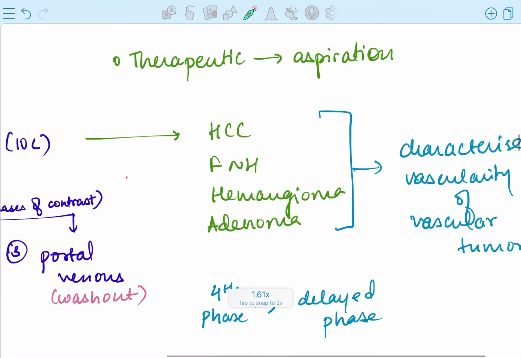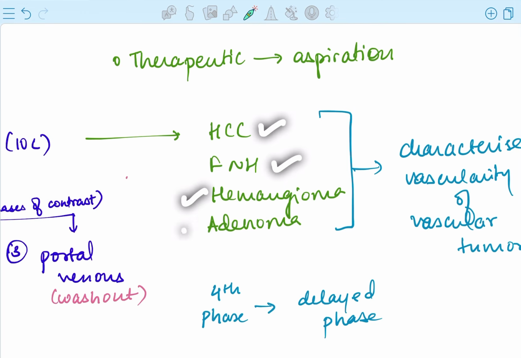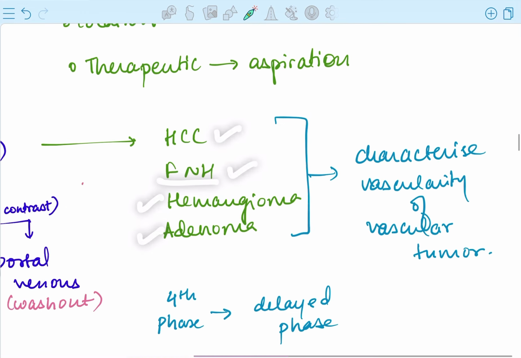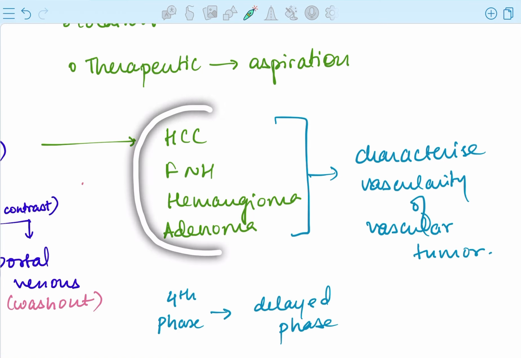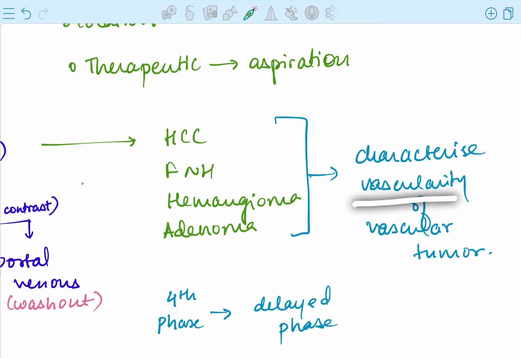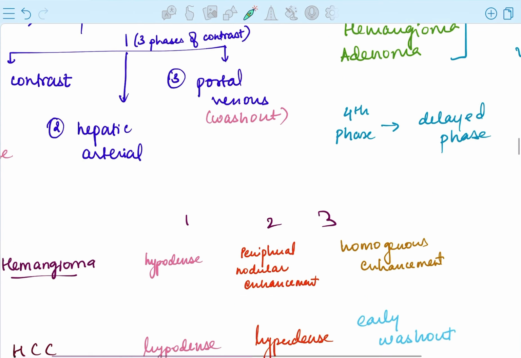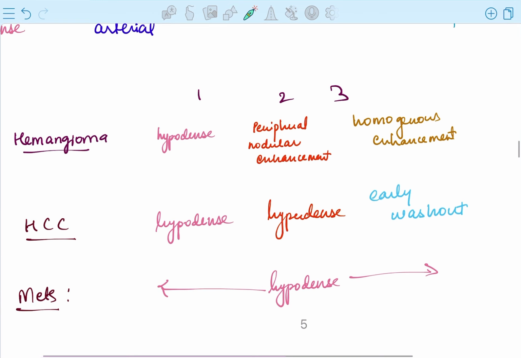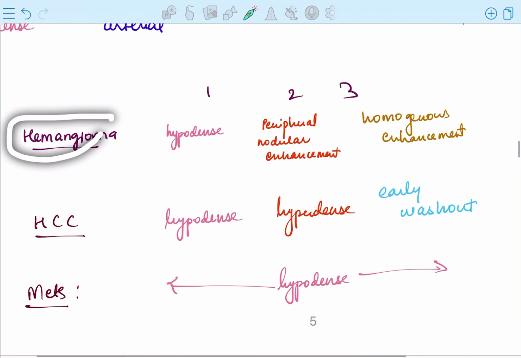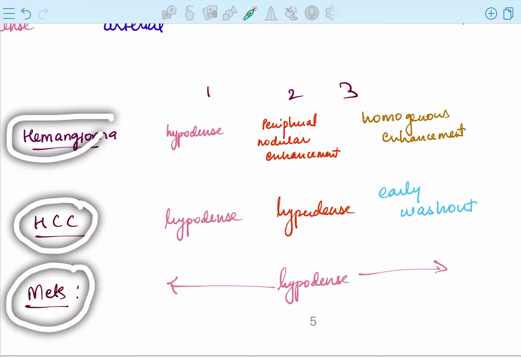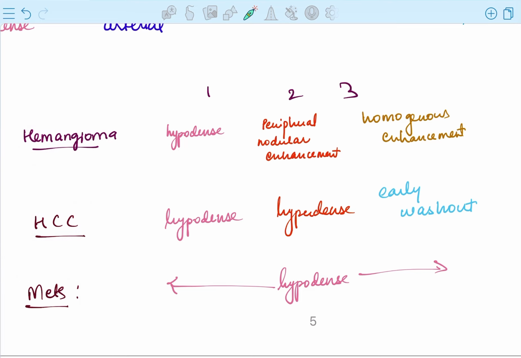These are used in various diseases such as the hepatocellular carcinoma, FNH, hemangioma, and adenoma, focal nodular hyperplasia. Okay. So why do we use triple phase CT in these cases? First of all, this helps to characterize the vascularity of the vascular tumor. So what is the vascular origin of the tumor can be seen. We can differentiate hemangioma, hepatocellular carcinoma, and metastasis through this triple phase CT. So how are we going to do this?